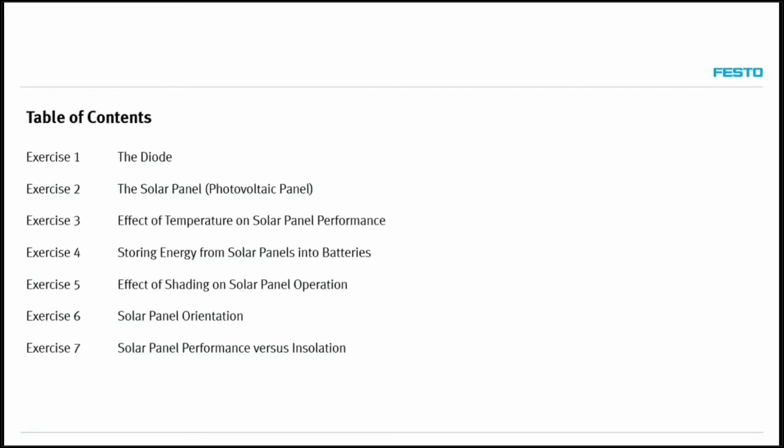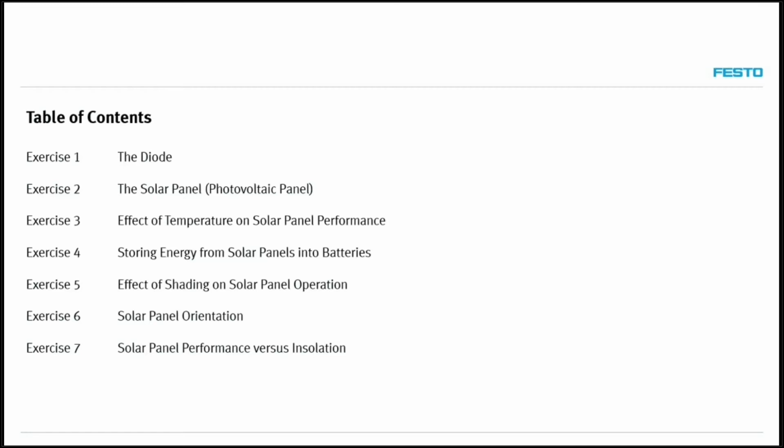Why do we speak of the diode before? It's because a photovoltaic cell has a lot in common with the diode. So it's a simple introduction to the cell. Then we will start looking at the various parameters that can impact the behavior and performance of a solar panel: the effect of temperature on the solar panel, the effect of shading, the effect of orientation in relation to the sun, and finally the effect of the level of insolation, of illumination falling on the panel.